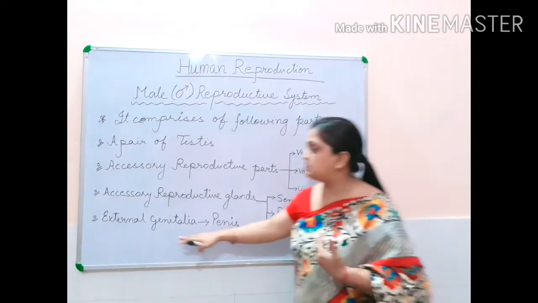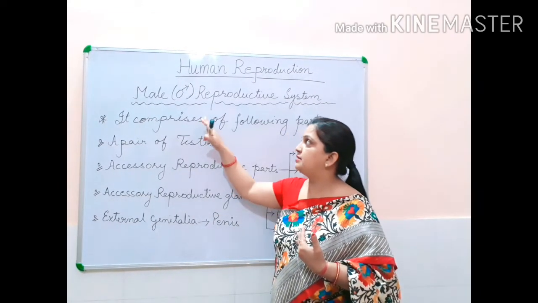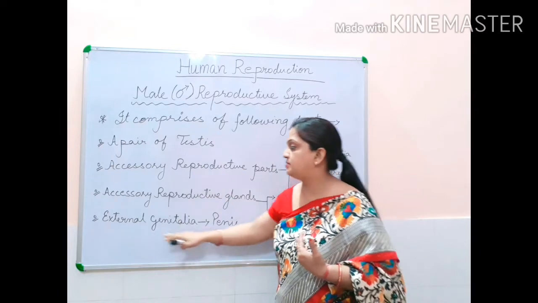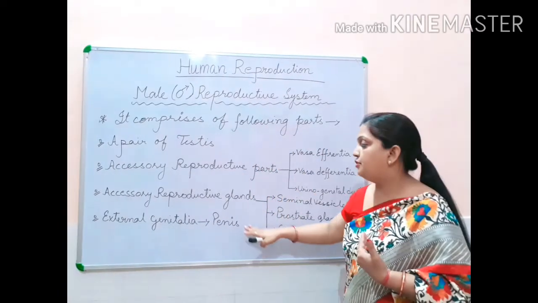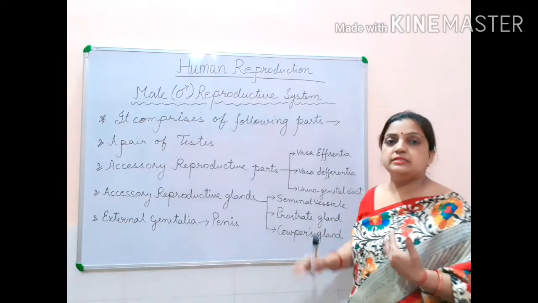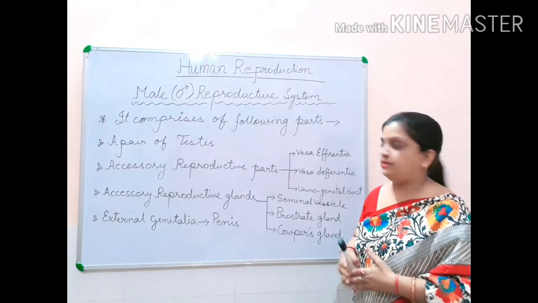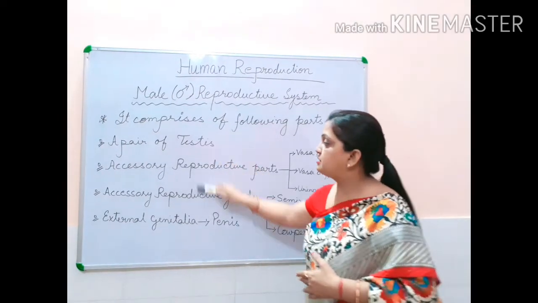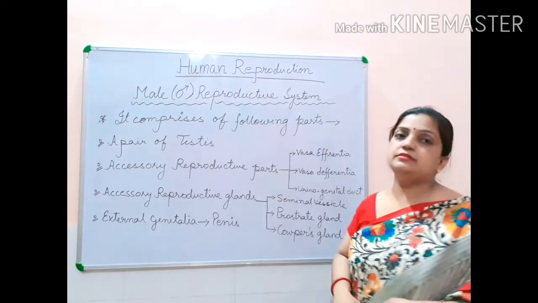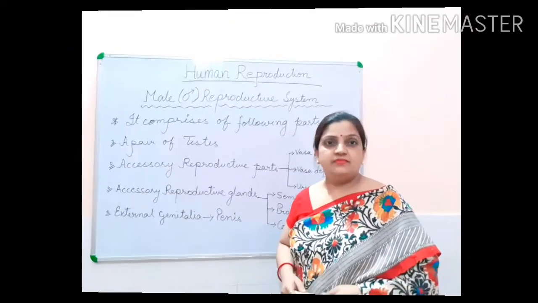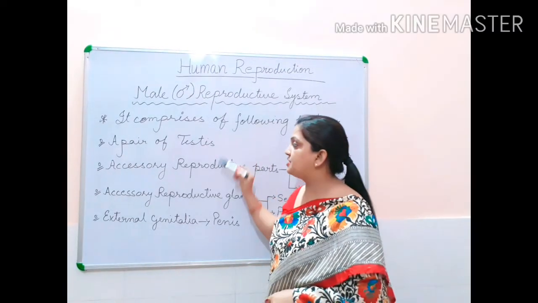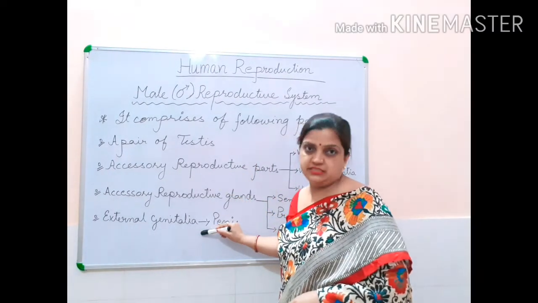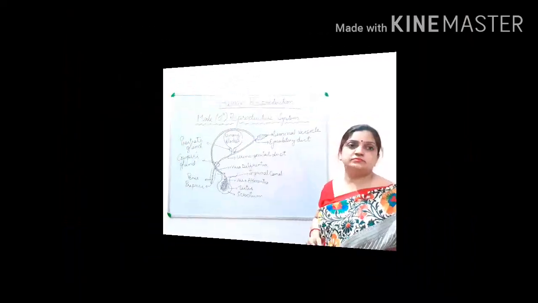And the last important part making the male reproductive system is the external genitalia, and this part is the penis, which is located outside the body. So these are the various parts which make up the male reproductive system. Now children, one by one we are going to discuss each and every part in detail. So let us begin with testes.